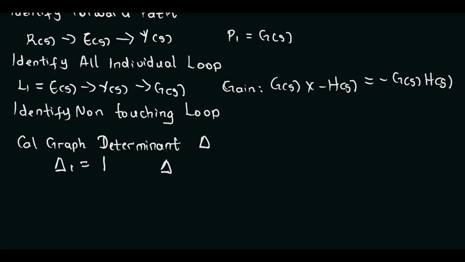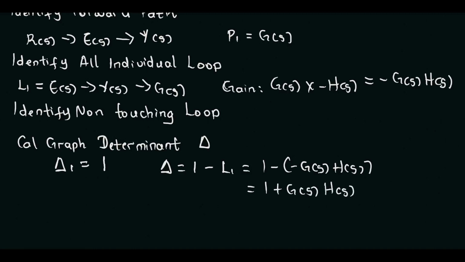That will be just 1 minus your loop L1. 1 minus L1 equals 1 minus the gain of minus G of S H of S, which will be equal to 1 plus G of S H of S.